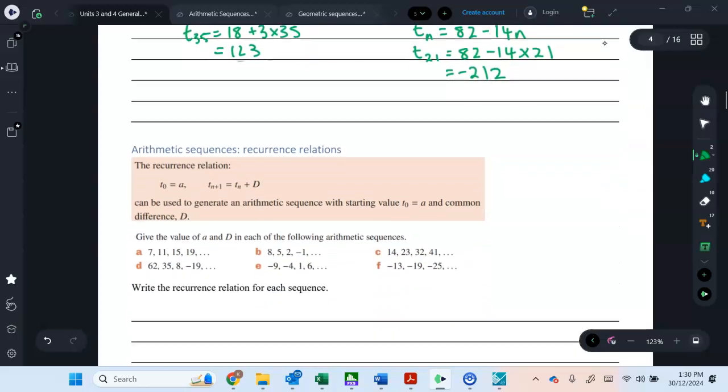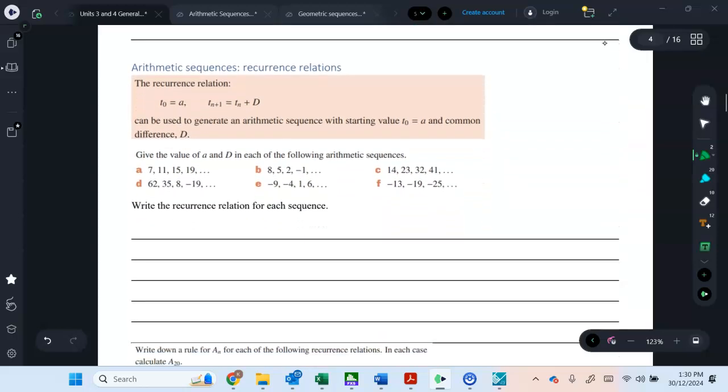All right, then we get into recurrence relation. So let's just do one example of a recurrence relation.